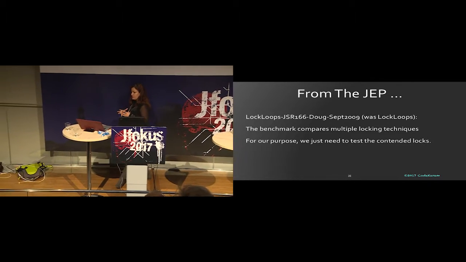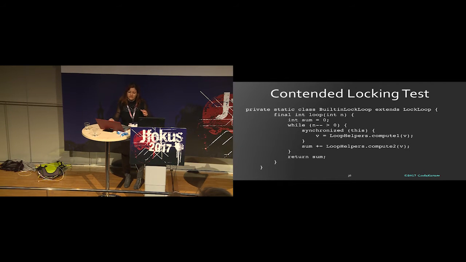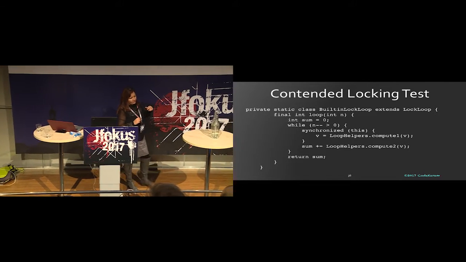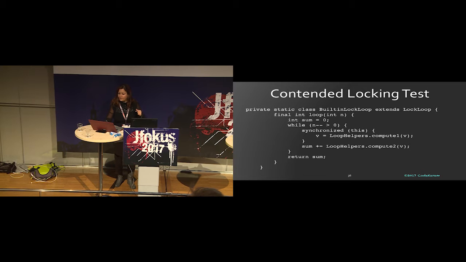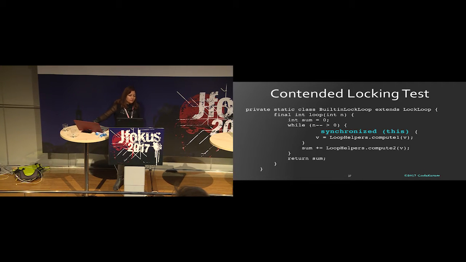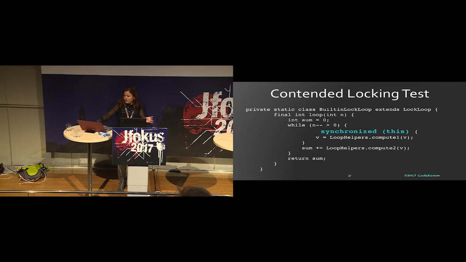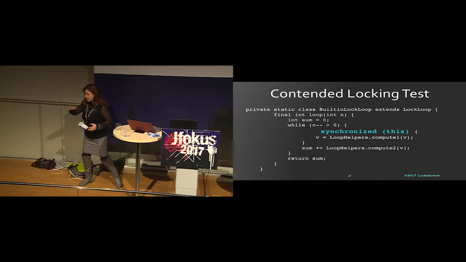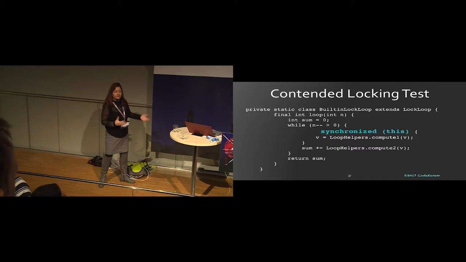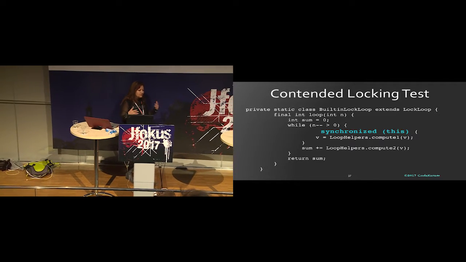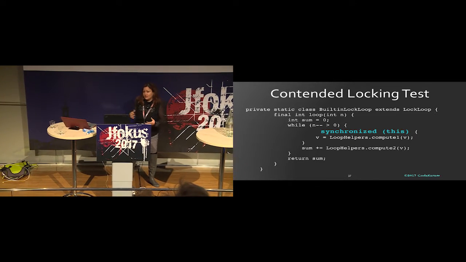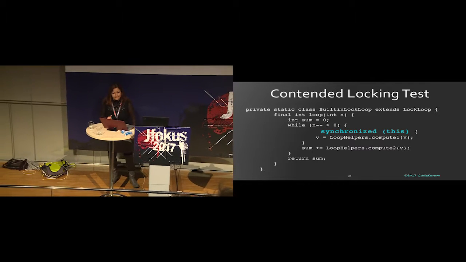So we're going to use this section of the benchmark where it does built-in lock loop, and it's a JVM lock. And that's the thing that we want to measure. So we're measuring synchronized this, which is the instance, and we're measuring that. It does it in a loop, and it adds multiple threads, so there's a lot of contention, okay? It's a very simple benchmark. Compute 1 and compute 2 are basically just some work to be done, so it doesn't get optimized out, okay?